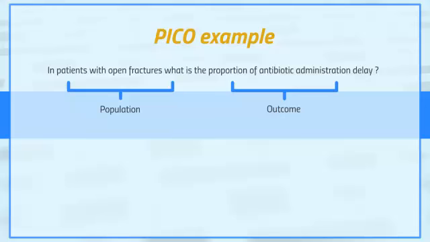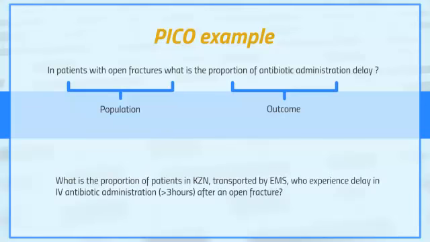So I want you to pause it again, and obviously in the audience and online you can't do this live, but if you're just looking at it, pause it and try to create a better PICO incorporating all the PICO elements. So here we go. This is my question. So what is the proportion of patients in KZN transported by emergency medical services who experience delay in IV antibiotic administration of more than 3 hours after an open fracture?